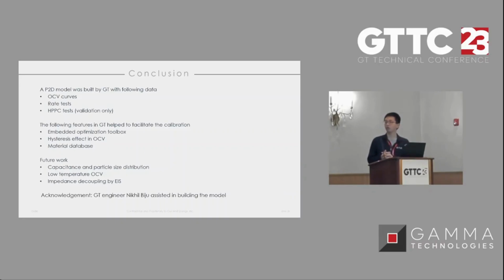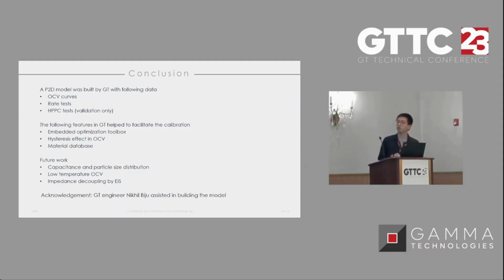The second one is low temperature OCV. As I mentioned, our low temperature result was not that excellent. One of the major reasons is the low temperature OCV. We do not have the half cell low temperature data, so the low temperature OCV is still very close to room temperature, which is not true. That's why we want to include this feature with low temperature OCV.